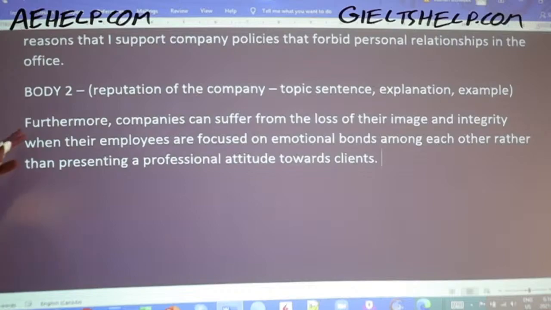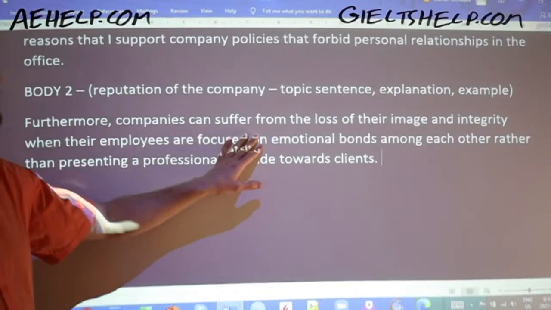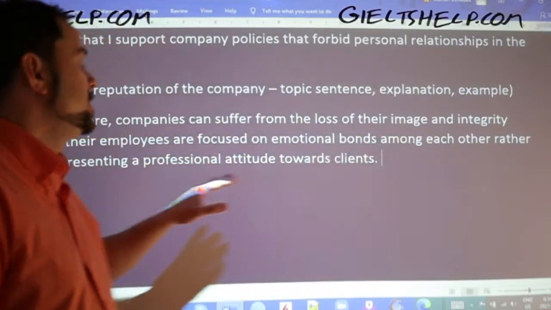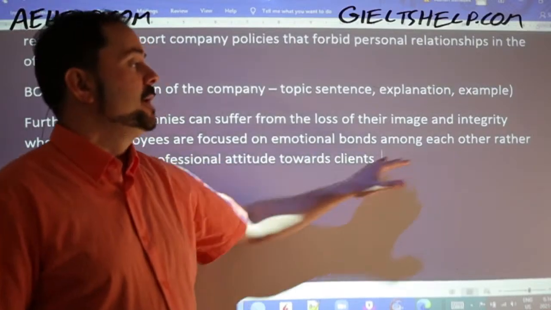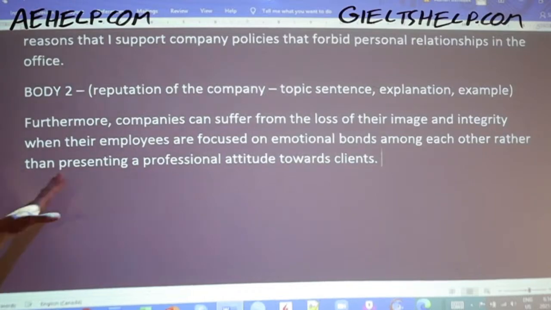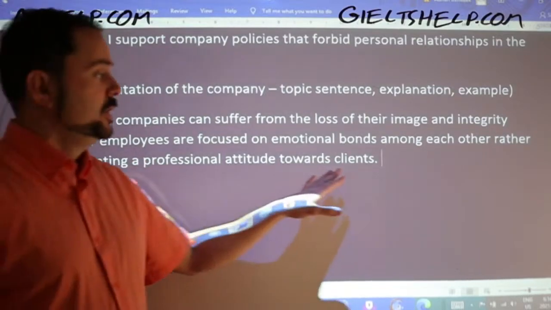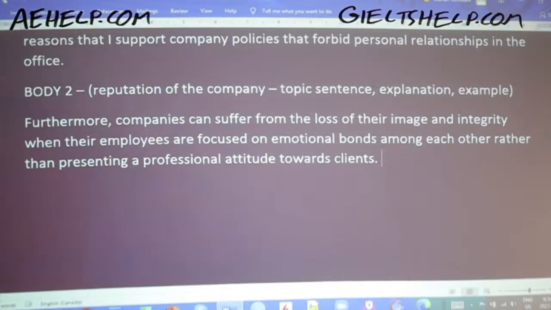Topic sentence for me. Furthermore, companies can suffer from the loss of their image and integrity when their employees are focused on emotional bonds among each other rather than presenting a professional attitude towards clients and the industry. Okay, now comes the explanation.